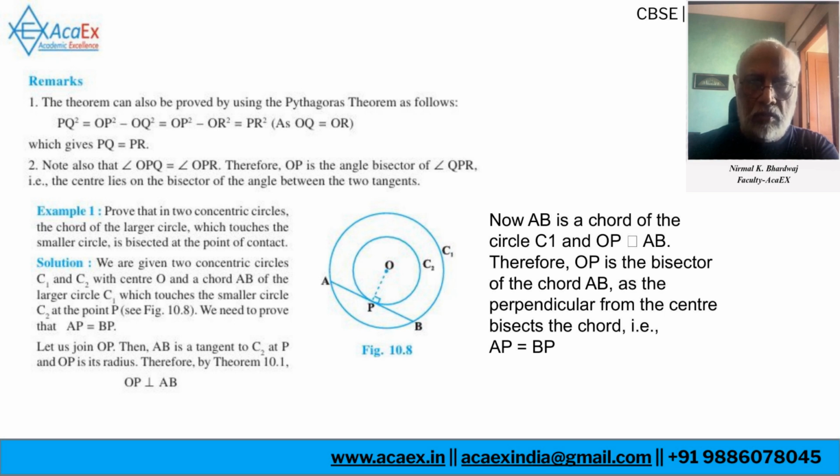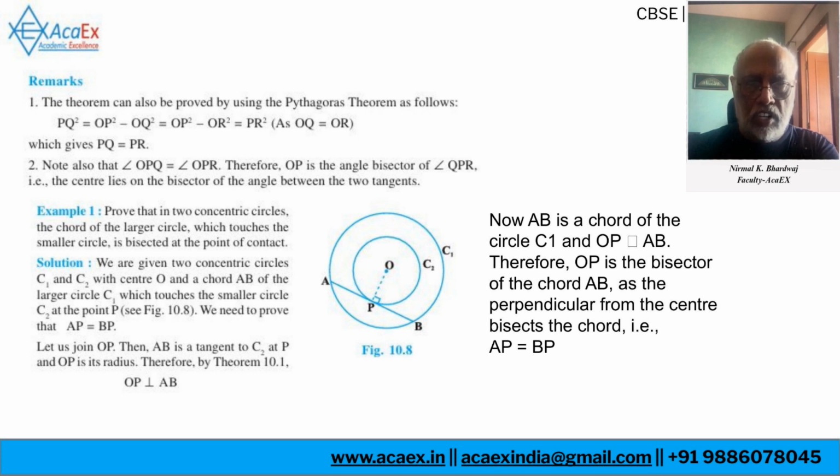Example 1. Concentric circles. Problem: prove that in two concentric circles, the chord of the larger circle that is also a tangent to the smaller circle is bisected at the point of contact. Solution: imagine two circles with the same center, O. Let AB be a chord of the larger circle that touches the smaller circle at point P. Since AB is tangent to the smaller circle at P, the radius OP is perpendicular to the chord AB.